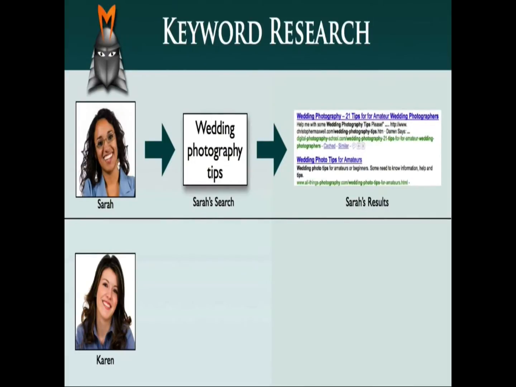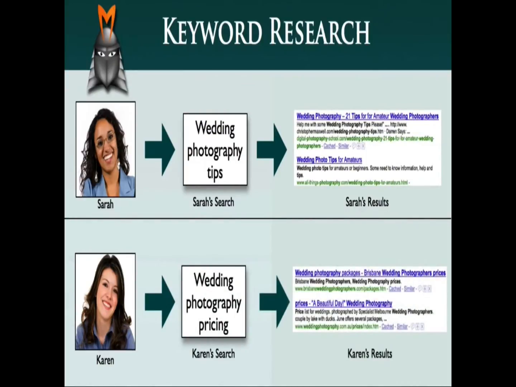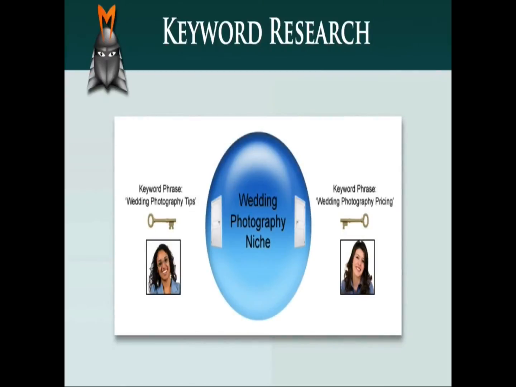When Karen uses Google to explore the wedding photography niche, she enters the keyword phrase wedding photography pricing. Naturally, she receives a different set of results to Sarah because her keyword phrase has a different focus. The first thing to notice here is that Sarah and Karen are both exploring the same market niche. However, they generate a very different view of that niche based on the keyword phrase they enter into Google. A great way to think of keyword phrases is that each phrase is literally a key that unlocks a specific door to provide access to a market niche.